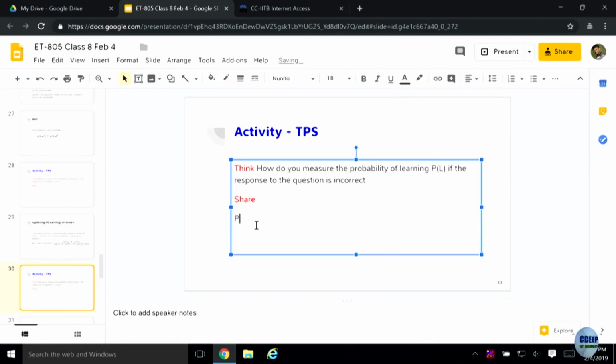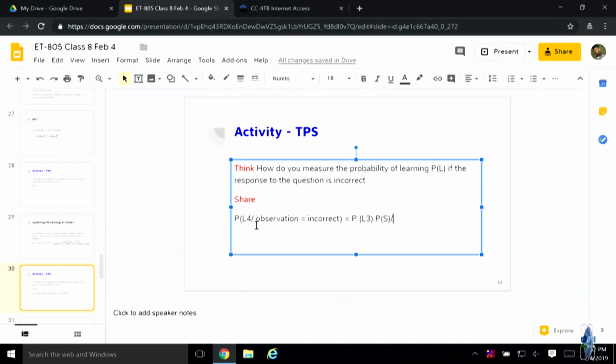So the probability of L at the current state, L4 something like that, given the observation that the answer is incorrect, is equal to what? Incorrect means the answer is wrong, the answer is 0. What is that? Of course L at the previous state, because we need to consider previous learning, times the probability of slip. So you are saying the answer is incorrect because the student has made a slip.